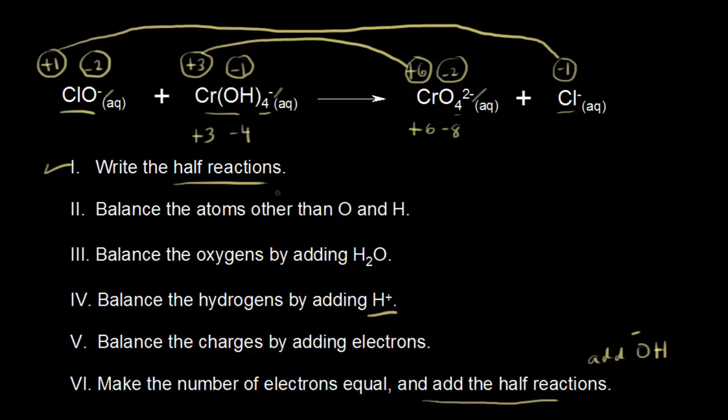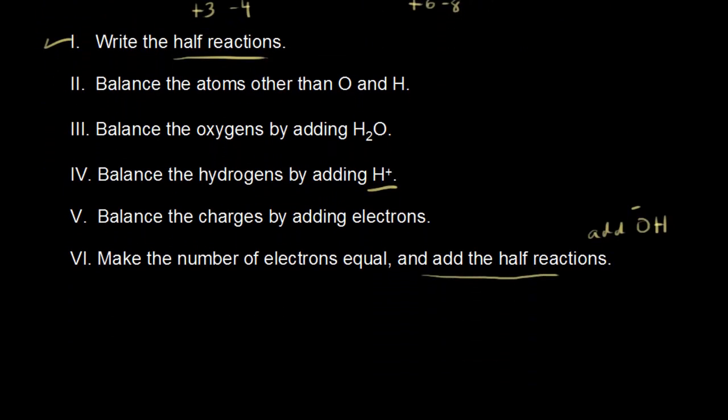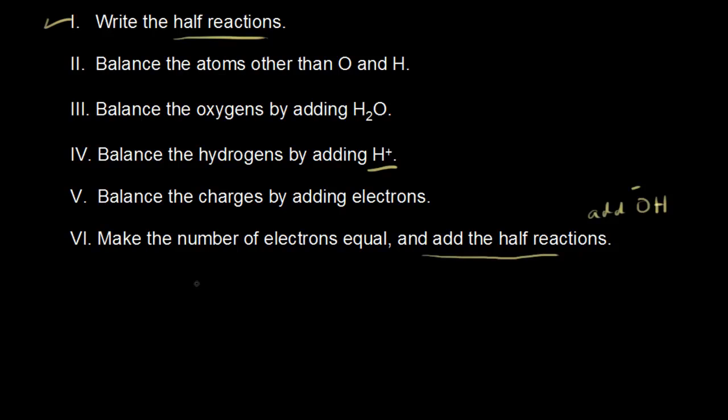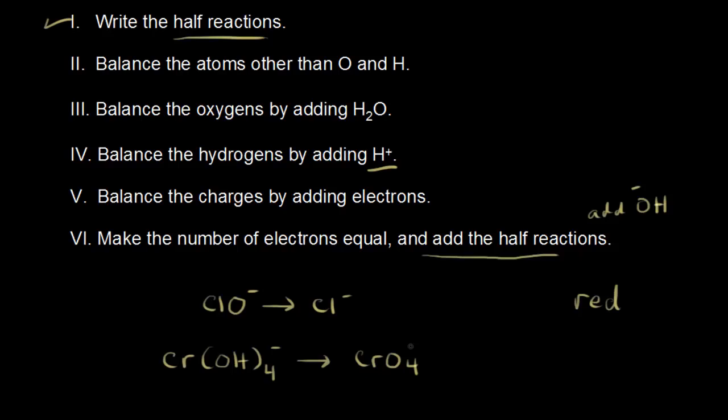We're going to write our half reactions. So one oxidation half reaction and one reduction half reaction. This time let's go ahead and write the reduction half reaction first. It doesn't really matter which one you do. So we'll go ahead and write the one using chlorine, since chlorine was reduced here. So the hypochlorite anion going to the chloride anion here. So this is the reduction half reaction. The oxidation half reaction is the one that involved chromium. So we had this chromium compound, Cr(OH)4 with a negative charge, going to chromate, CrO4 2-. So this is our oxidation half reaction.